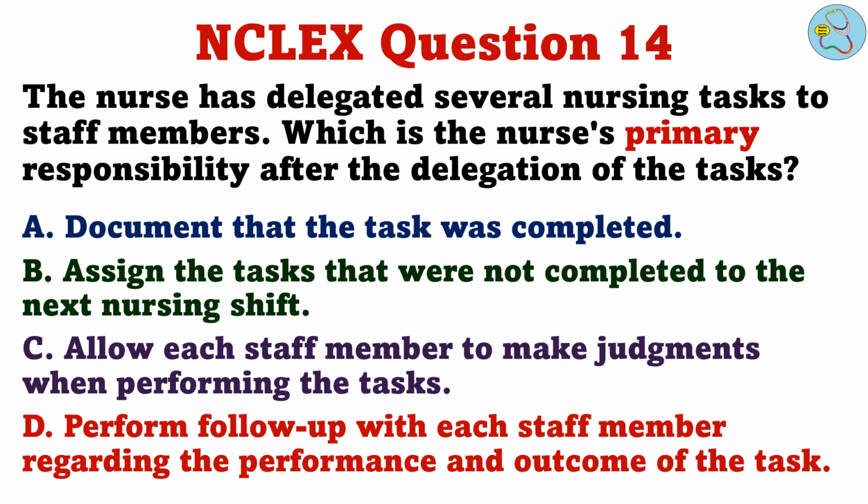The nurse has delegated several nursing tasks to staff members. Which is the nurse's primary responsibility after the delegation of the tasks? A. Document that the task was completed. B. Assign the tasks that were not completed to the next nursing shift. C. Allow each staff member to make judgments when performing the tasks. D. Perform follow-up with each staff member regarding the performance and outcome of the task.